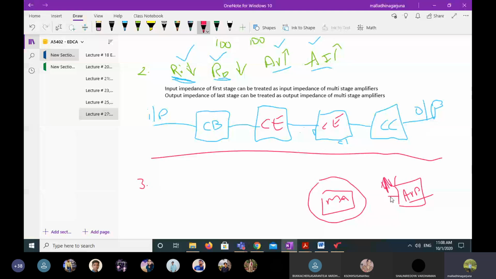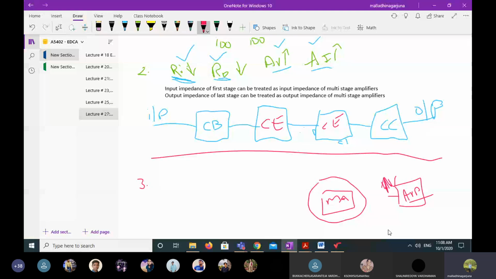So which amplifier gives a high output impedance? Common base, yes. The last stage of the multi-stage amplifier should be common base. Then both can be matched. So these are the three reasons why we are going for the multi-stage amplifiers. Is it clear? Any doubts in this? No, sir.